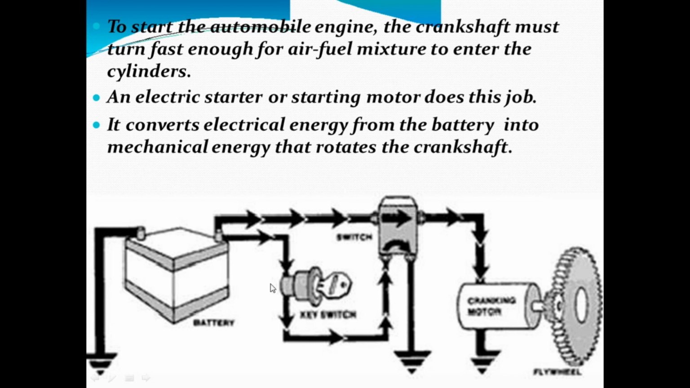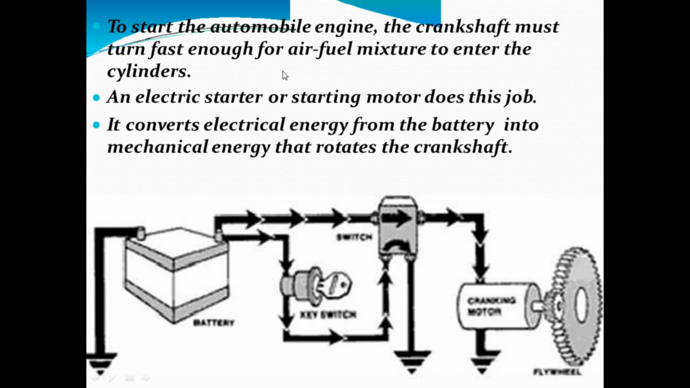See, this is a battery, this is the ignition switch, and this is the relay, etc. And this is the crank where the flywheel is. This is a starter motor and this is the flywheel. When the ignition switch is ignited, the circuit closes, and the current passes through the starter relay to the starter motor, and that starter motor pushes the gear to mesh with the flywheel, and the flywheel is rotated at high speed.